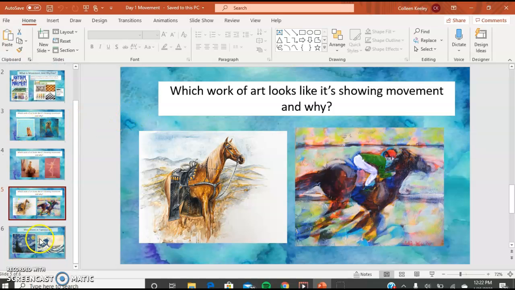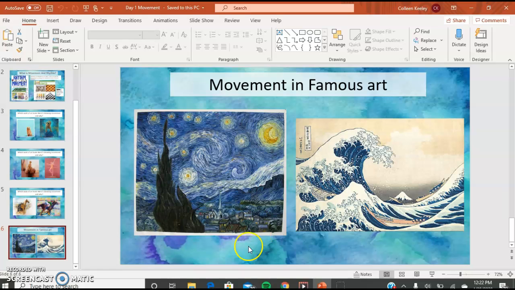Okay. And then here in this last one are two famous works of art. We have Vincent van Gogh's Starry Night, which I'm sure some of you have seen before. This is the picture that I'm going to attach the video for, where it's going to actually bring this painting to life and really start moving around the sky so you can actually see what it would look like if it was moving.